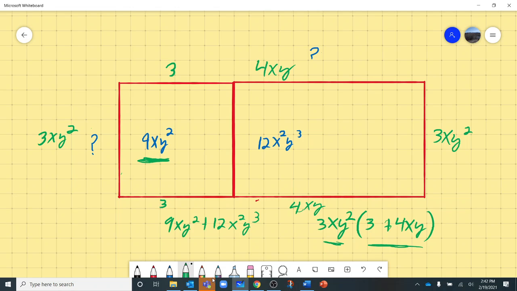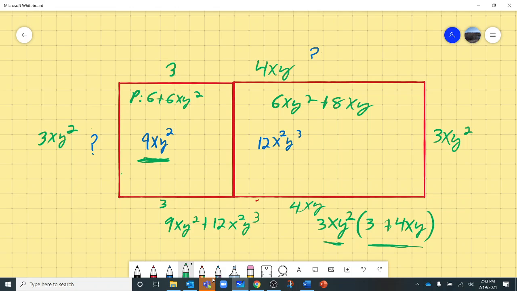The bonus material for this one is going to be what is the perimeter of each rectangle individually and then of the total rectangle. I'm going to do that really quickly. For the smaller rectangle, the perimeter would be 6 plus 6xy squared. The perimeter of the bigger rectangle would be 6xy squared plus 8xy. Remember 4xy and 4xy, 3xy squared plus 3xy squared. So 6xy squared plus 8xy.